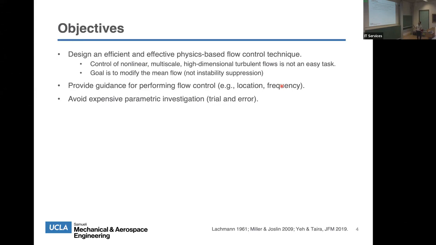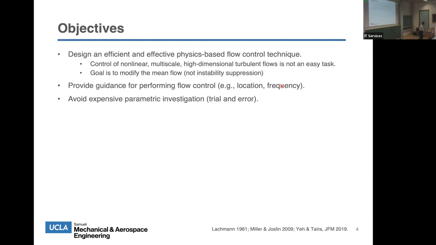And this is something I'm going to come back to, all right? So I say, e.g., location, frequency, et cetera, but I'm going to go through this and try to convince you that we now have a really powerful tool that can really guide flow control folks and see if we can change the flow. And one thing we want to do, although I'm going to do this anyways, is I want to avoid expensive parametric investigations. Right? So we want to go away from trial and error.